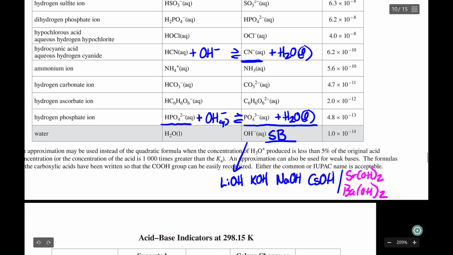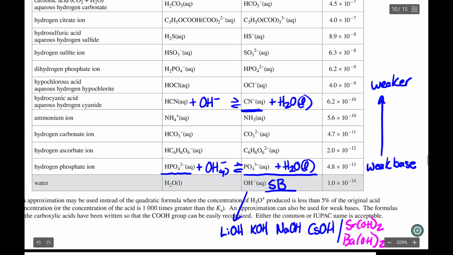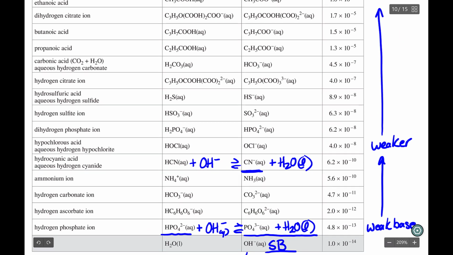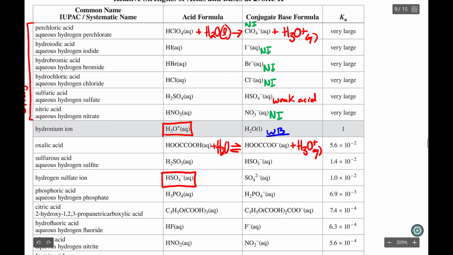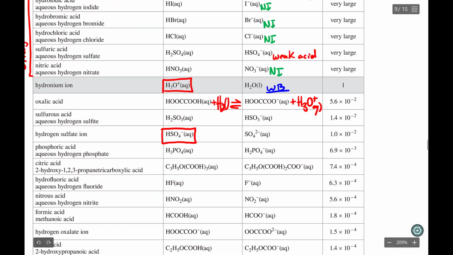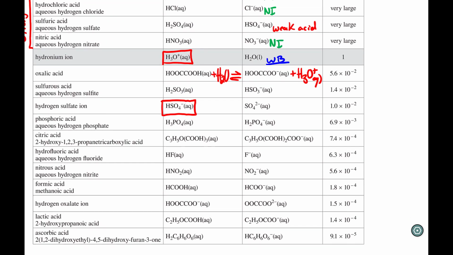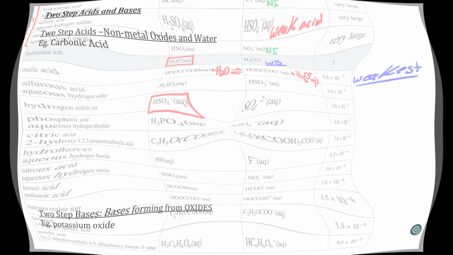So over here, this would be the strongest base. This is your first weak base. And they actually become weaker as you move up the table. So this would be weaker, weaker, weaker, getting up to water, which is the weakest base. And then of course we have ionics. So this thing here, this HOOCCOO minus, is essentially like the weakest of the weak bases on this table other than water.